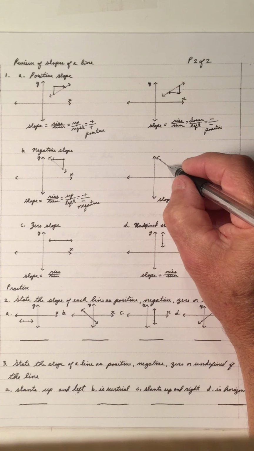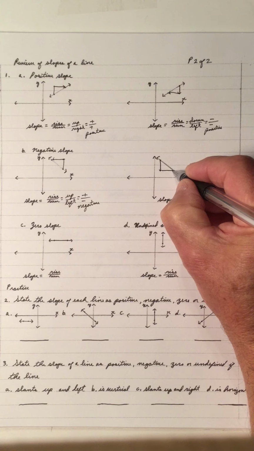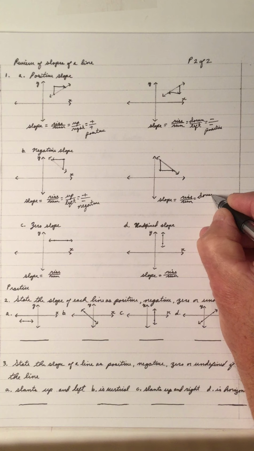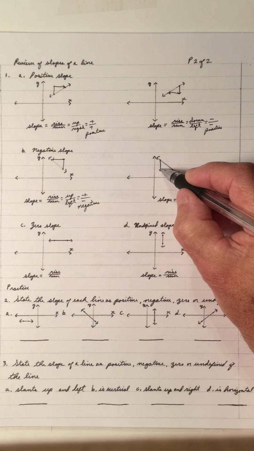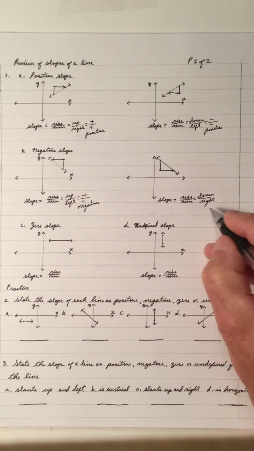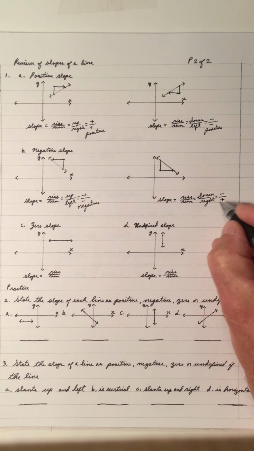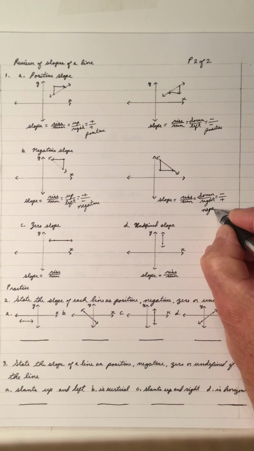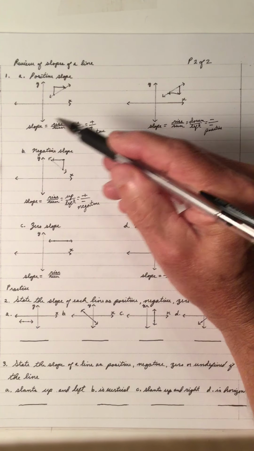Or let's check with this one. I can go down and I can go to the right to get to the lower point. So again, I go down and to the right to get to the second point. Down is negative, right is positive. And so again, negative divided by positive is a negative. So you have a negative slope. And when I do a negative slope, I always think about going up and to the left.